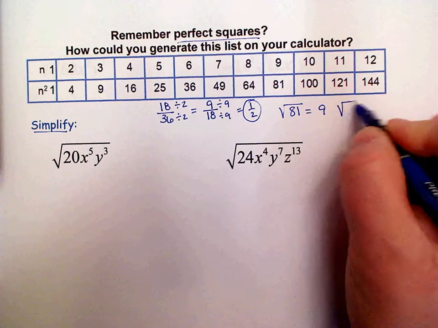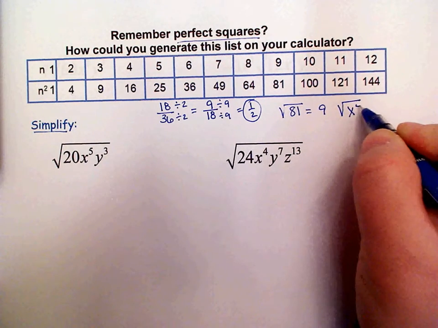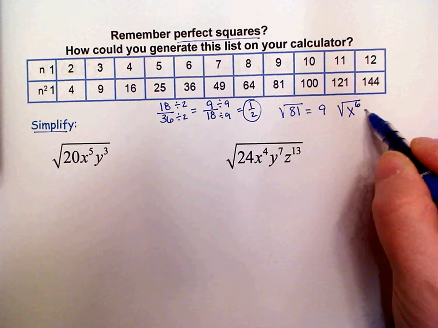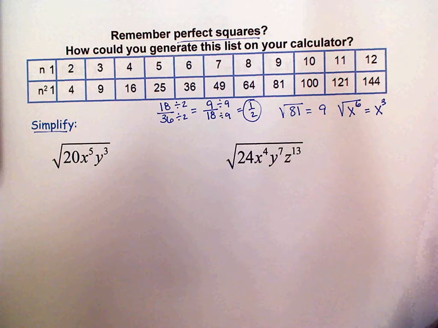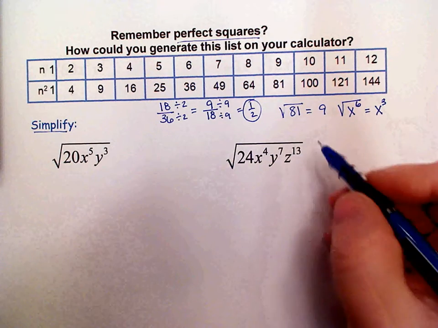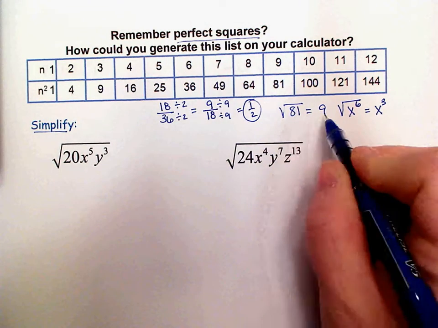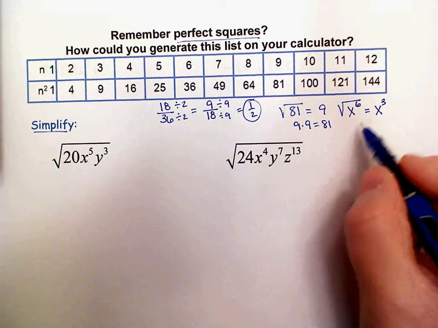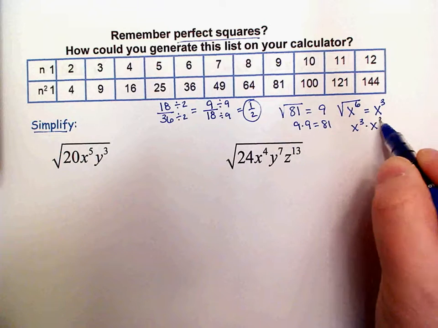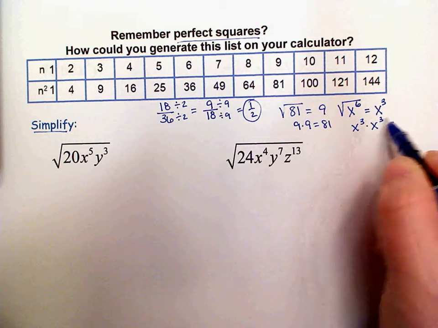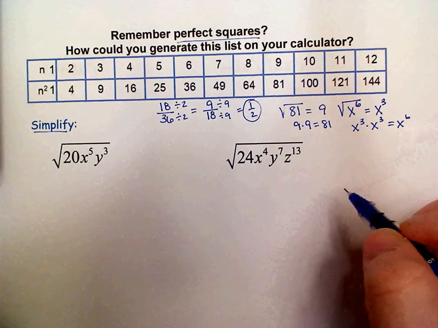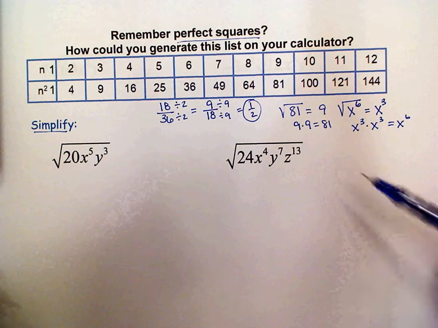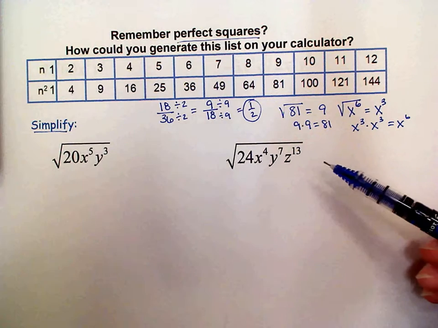You should have learned that you can take the square root of x to the 6th, because that's an even exponent. You just take half of it. So the square root of x to the 6th is x to the 3rd. The reason is the same reason why the square root of 81 is 9, and that's because 9 times 9 is 81. Same thing here: x to the 3rd times x to the 3rd is, remember you add those exponents, x to the 6th. So all even exponents are perfect squares. Not all even numbers are, but all even exponents are.